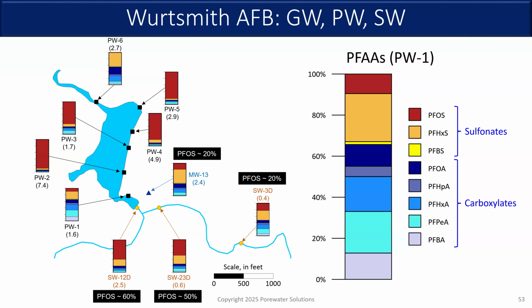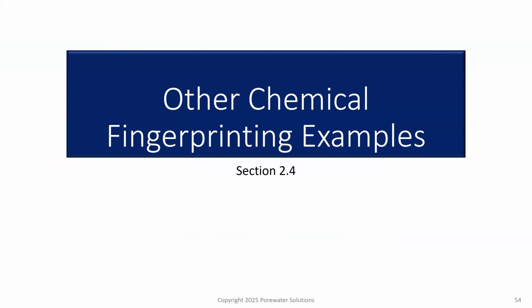And then as you go downstream, you can see the PFAS proportion is getting smaller, 50% at SW23D and only 20% at SW3D. And in fact, SW3D, the surface water sample, looks almost identical to MW13, the groundwater sample. So maybe what we're seeing is there's more groundwater like MW13 discharging into that stream, downgradient of the pond, or downstream, and maybe that's causing the water to look more like what we see at MW13. So it's a nice example because it really shows visually how things change.